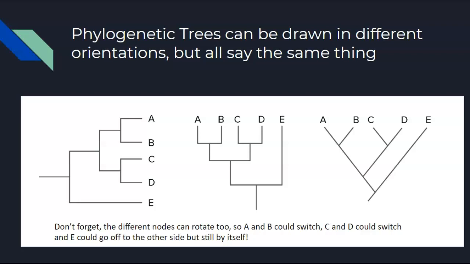So you can draw them side to side, you can draw them up and down, you can draw them kind of like with these little goalposts, or you can draw them with lines like this. These three show the exact same info, just rotated or drawn slightly differently. So you can do it either way, it doesn't matter. And don't forget that this A and B could flippy floppy, this C and D could flippy floppy, this E could stay where it is, or this E could shoot up and go over here. It doesn't matter, it's all showing the same thing, that this is an outgroup.